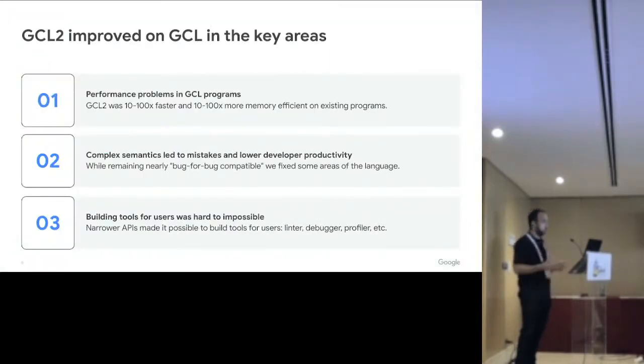The result was we were able to have a much faster implementation. We called it GCL2 because numbers. It turned out to be 10 to 100 times faster, 10 to 100 times more memory efficient, just because we knew what the result was, so we could optimize and implement it in a different way. Some of the complex semantics were improved. We tried to limit that because, again, change as little as possible. If you try to fix a lot of bugs at the same time, that makes it harder to track what behavior changed because of what fix. So we tried to limit that.